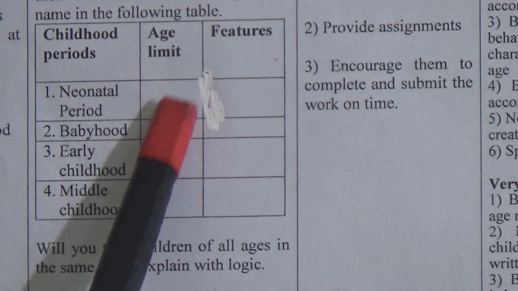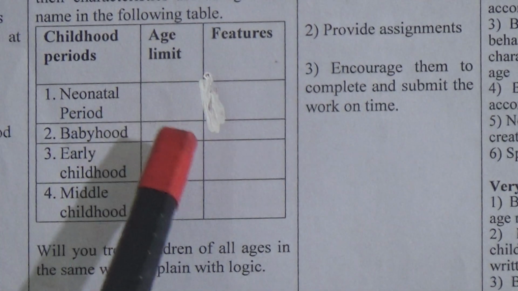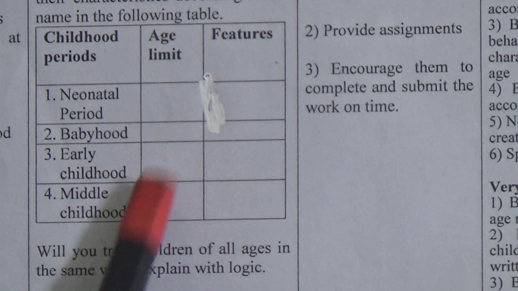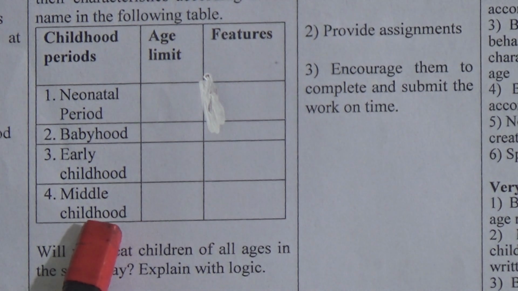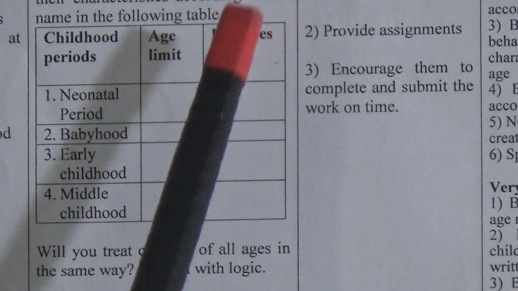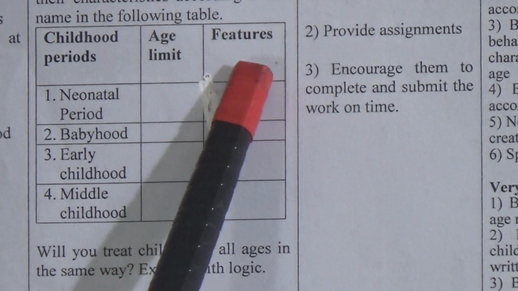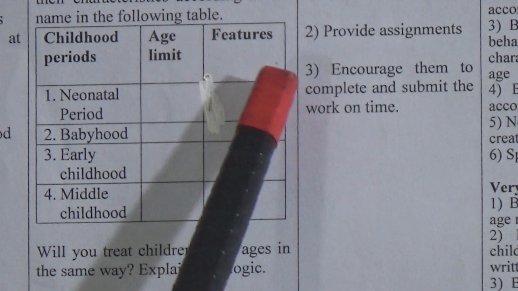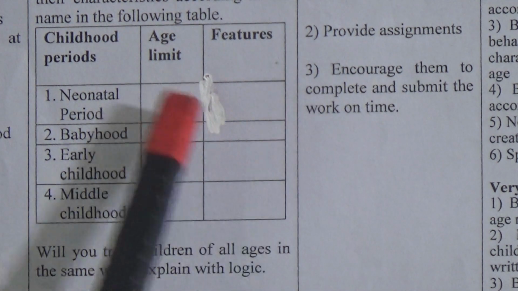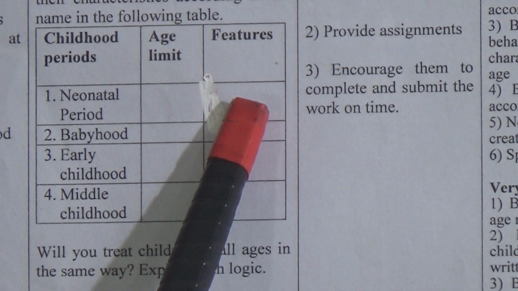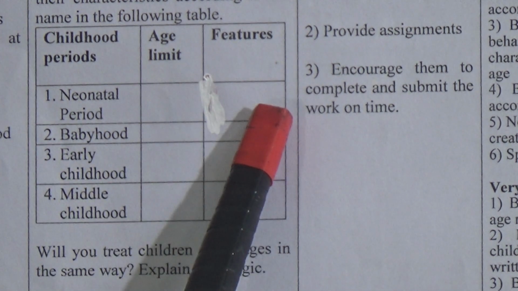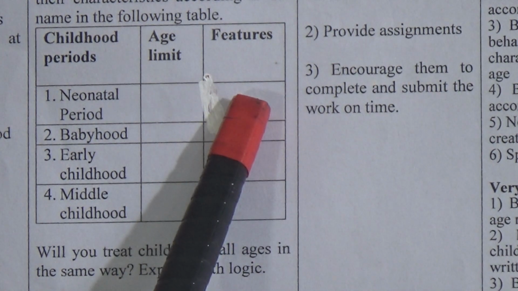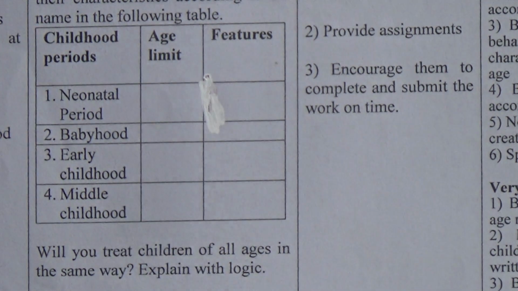That means you have to write here the age limit. In the same way you have to write babyhood's age limit, early childhood's age limit, and middle childhood's age limit. And now the last row, features. Each child has different features and characteristics. So you have to write here some features, at least 4 or 5 features. You can write here in points.